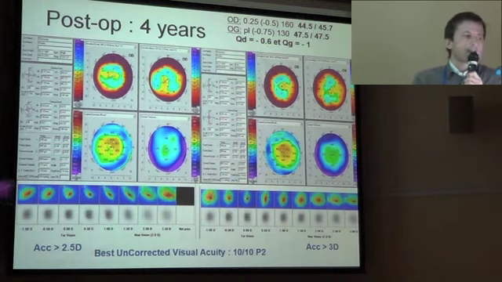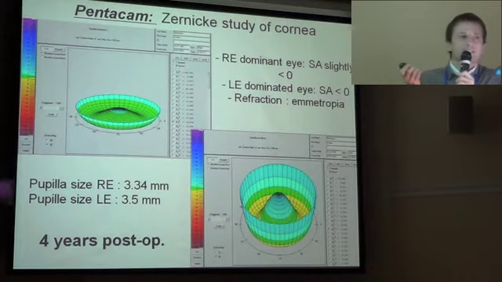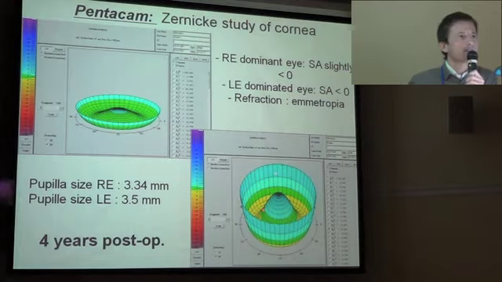When you study the Zernike polynomial with Pentacam, in the right one you have a spherical aberration slightly negative, and in the left one, slightly more negative. So this spherical aberration compensates the loss of accommodation of the lens.